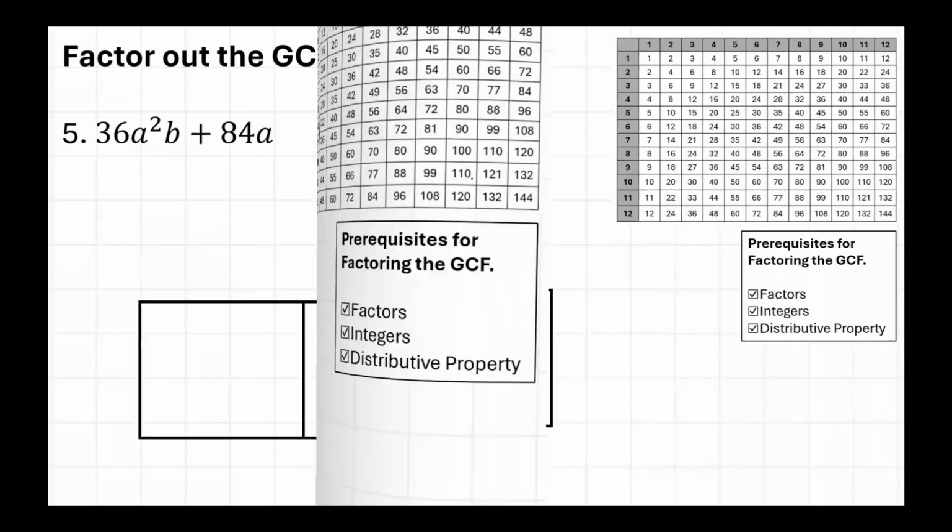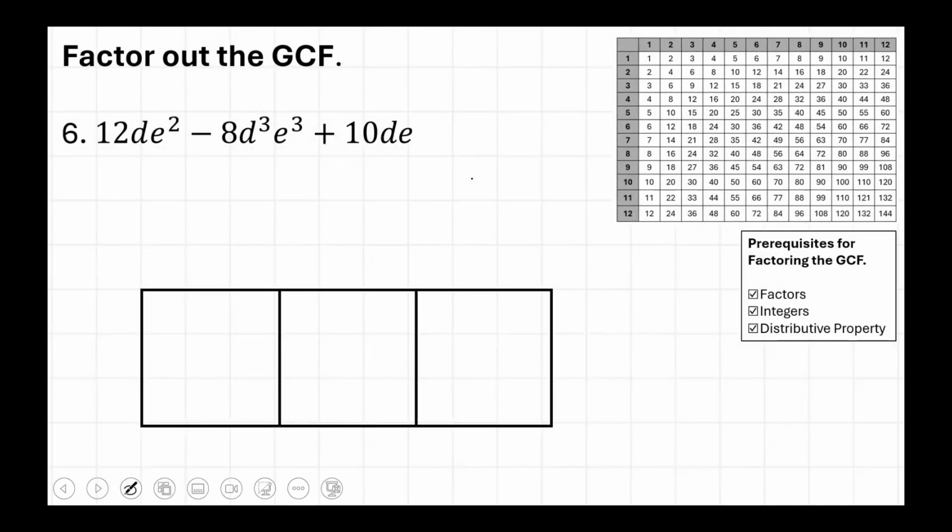And I think we have the last example. We just need to include this one because in case, we never know. What if it comes out in your exam, right? Let's write the expression: 12d e squared, negative 8 d cubed e cubed, 10 d e. And let's focus on the numerical coefficients. We have 12, negative 8, and 10.